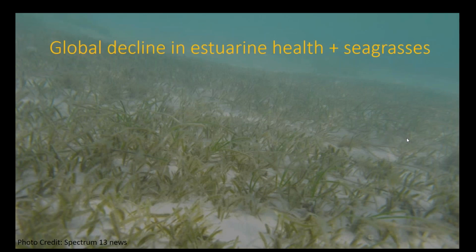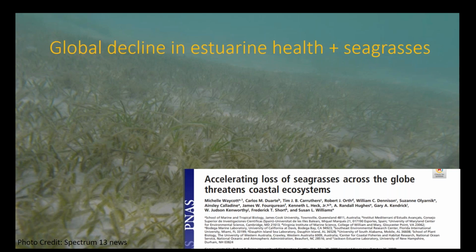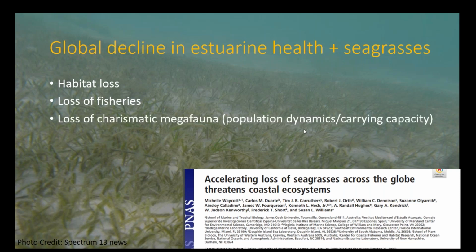I'm sure all of you are aware that there's been this global decline in estuarine health, and there are papers coming out all the time talking about the losses of seagrasses. And this loss of seagrass is so important for so many reasons, right? We're seeing habitat loss, right? We're seeing the loss of fisheries. In this region, we've seen a huge decline in fisheries, and that's happening all over the world.